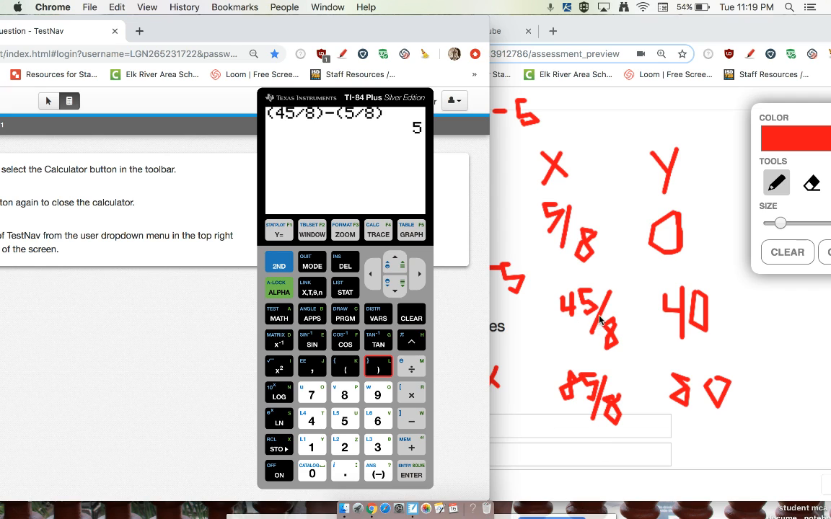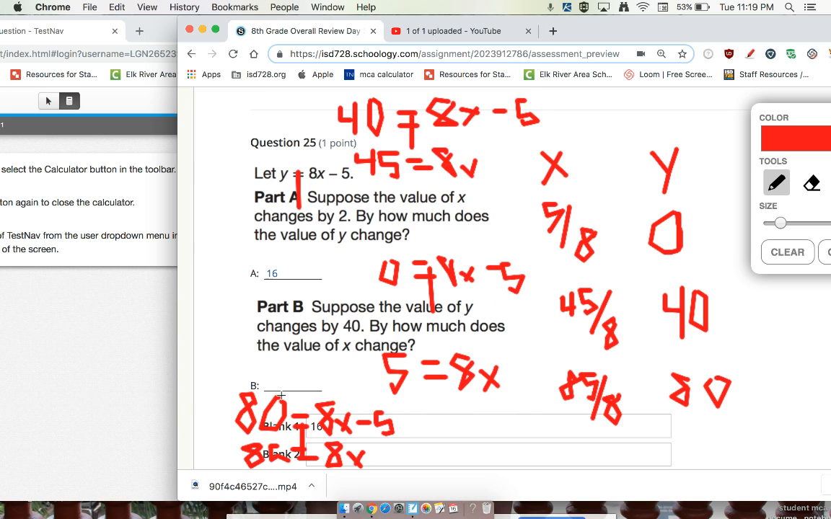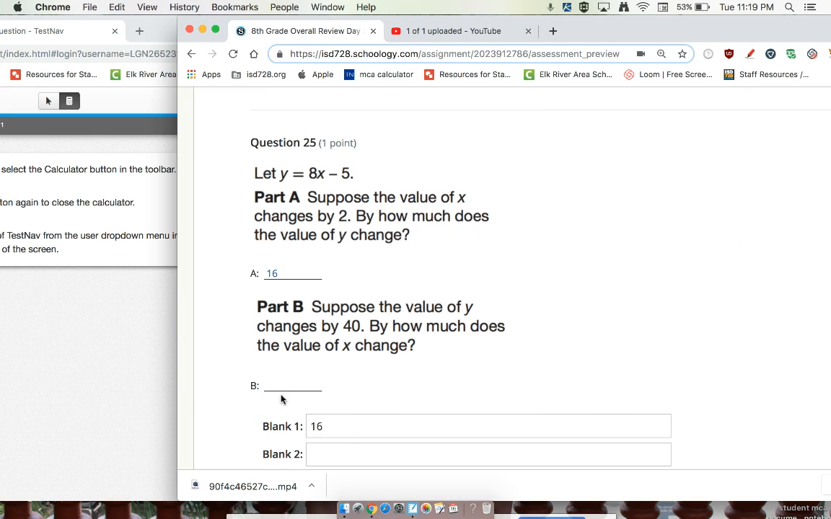And now I want to make sure that this is constant, that 85/8 minus 45/8 is constant. So parenthesis 85 slash 8 parenthesis take away parenthesis 45 slash 8 parenthesis, and that is also a 5. So my x value changed by 5.